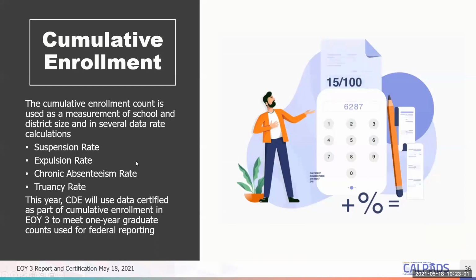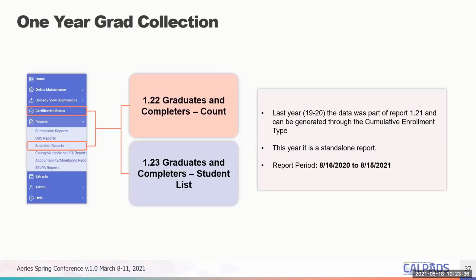Why is the cumulative enrollment important? Well, one, it lets you account, right? Cumulative enrollment is a high profile number. It's used in the measurement of the size of your school district. It's also used to determine your suspension rate, your expulsion rate, your chronic absenteeism rate, and your truancy rate. Pretty much any rate measuring your student population is going to be based on cumulative enrollment. So it's important to understand how your data is being calculated by the state. Okay, you go ahead, Kyron.